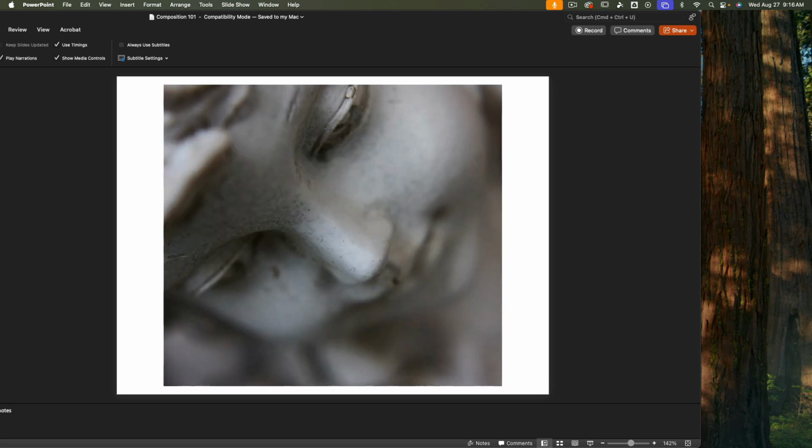We have a sculpture taken from above, looking down. You don't see the top of the sculpture's head or even their body. Fill the frame can be really cool if you use it on portrait shots.